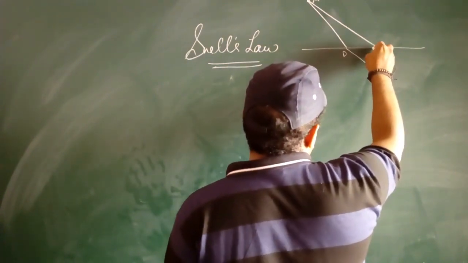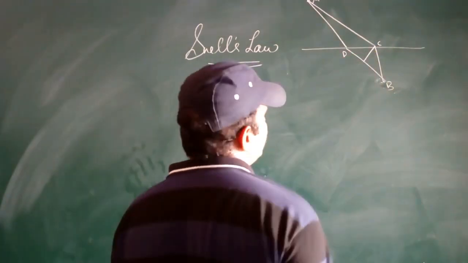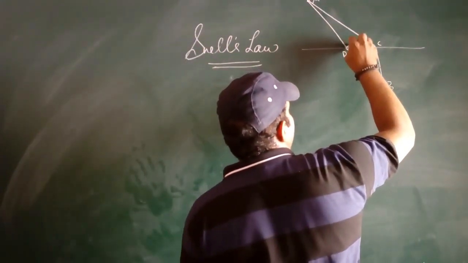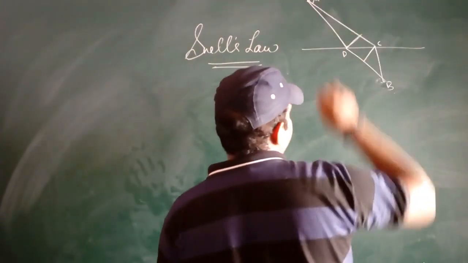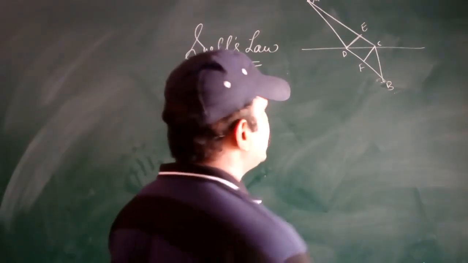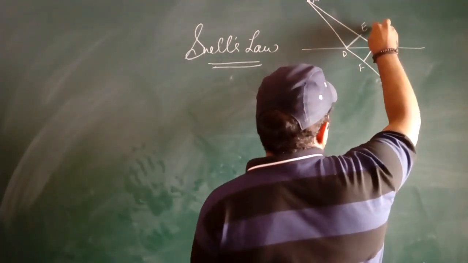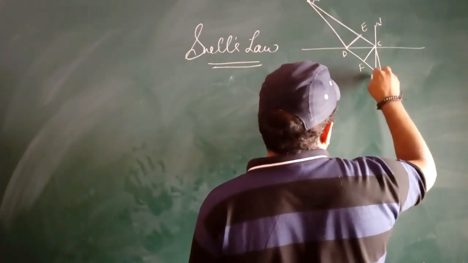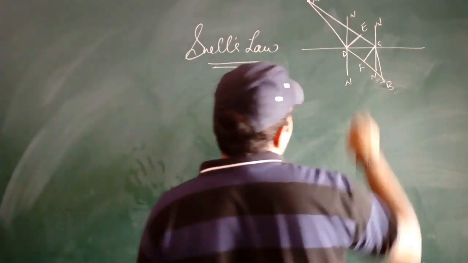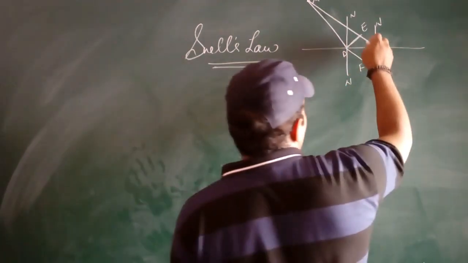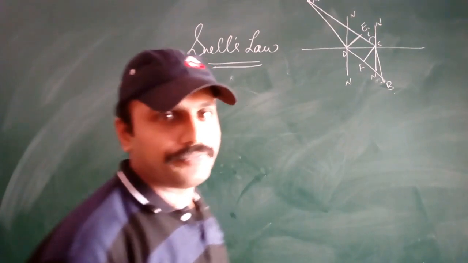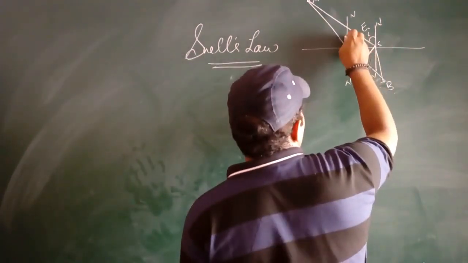Now what will I do? From C, I will draw one perpendicular touching the DB. At the same time, from D, I will draw one perpendicular touching the AC. I will keep this as E and this as F. And one more thing, at C I will draw one normal, and here also at D I will draw one normal. Understood up to here? So here, as you know, the ray with the normal is considered the incident ray.